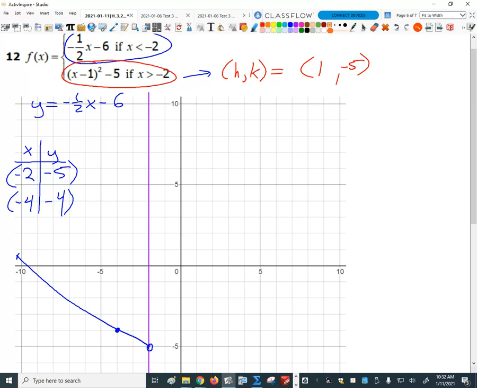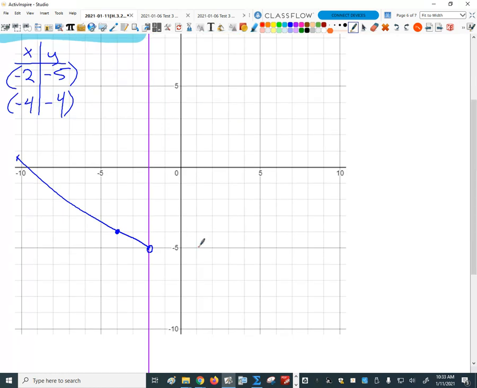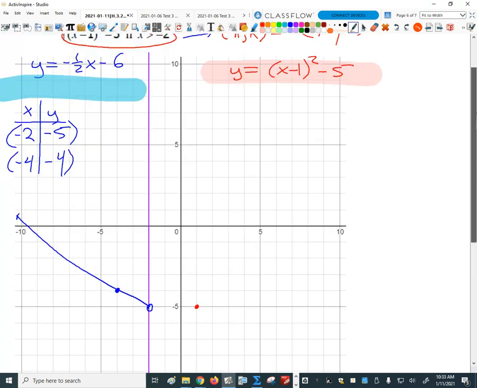Okay, so we've got a vertex, and that's in the red region, isn't it? Let me see if this helps a little bit. So here's our blue region, and here's our red region over here. This is where we're graphing the parabola y equals the quantity x minus 1 squared, minus 5. So over 1, down 5. So there's our vertex.